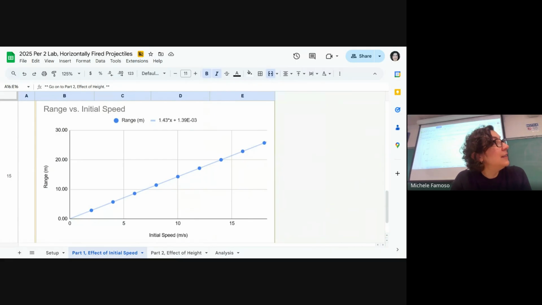What happens, Elisa? It increases. So which one's going to go out further? 2 meters per second or 6 meters per second? Look at the graph. 2 or 6? 6, because that has a bigger speed.